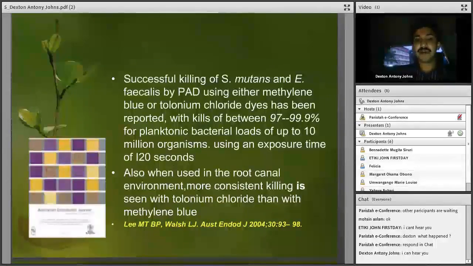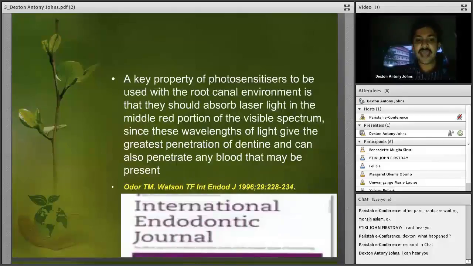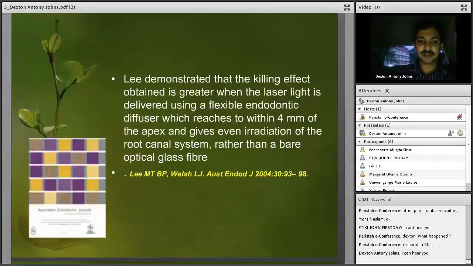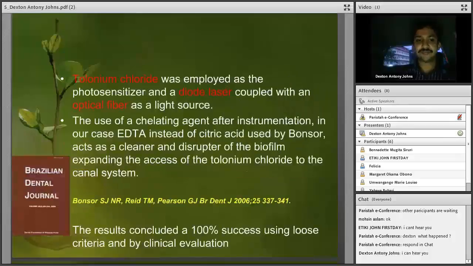Next, after the triple antibiotic paste, photoactive disinfection was used. Here methylene blue or toluidine chloride dyes were employed, and the photoactivation was done using light, and this could kill organisms very easily, and resistance of the organisms was also very low. The key property of a photosensitizer to be used in the root canal environment is that it should absorb the laser light in the middle red portion of the visible spectrum, since this wavelength of light gives the greatest penetration of dentine and can also penetrate any blood that may be present. So it was also found to be a very good disinfection agent.